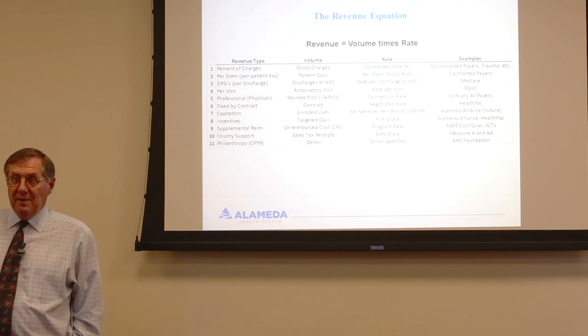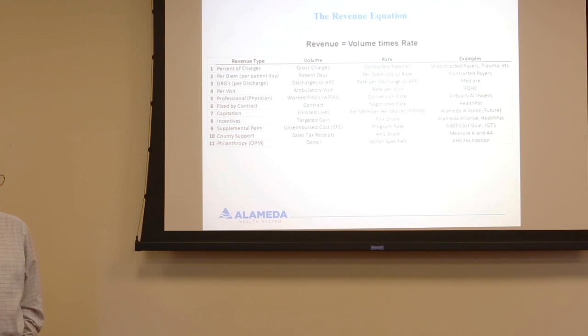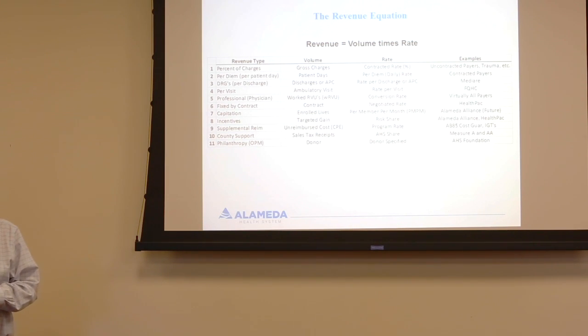Well, because Medicare recipients are elderly, they typically have a higher utilization rate. They need more health care. And when they do, it's typically more complex. Then you have supplemental reimbursement, which we're going to talk about next.